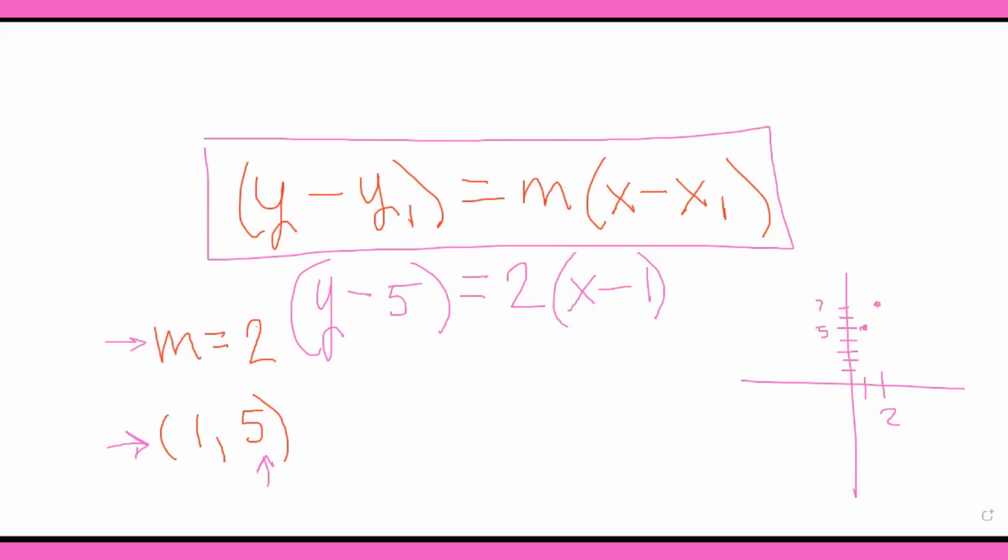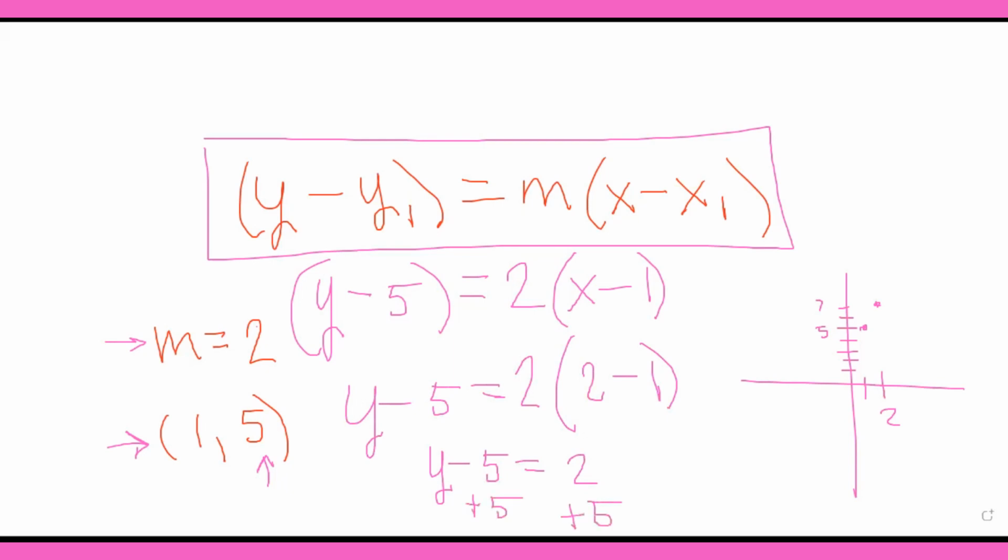So I could just double check again in this format. If I plugged in 2 for x, that would be 2 minus 1 equals y minus 5. And if I solve this, 2 minus 1 is 1. 1 times 2 is 2. y minus 5 equals 2. And I add 5 to both sides. That would give me 7. So that makes sense. When x is 2, y is 7.